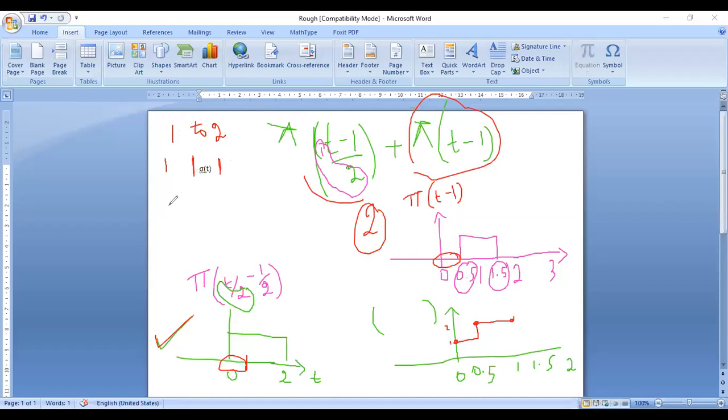Now you tell me from the second diagram. What is the amplitude at 1 in the second diagram? 1 only. Okay. And at 1.5, what is the amplitude? 1. And at 2, what is the amplitude? 0. So when I add everything, it is 2, 2, 1.